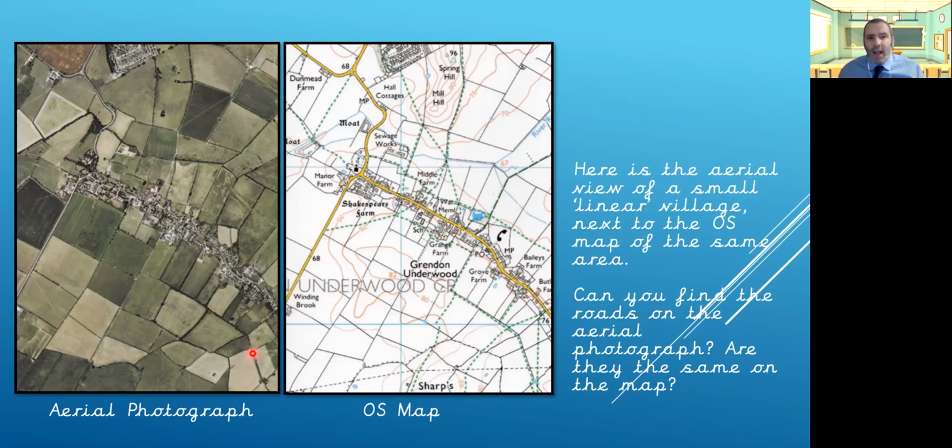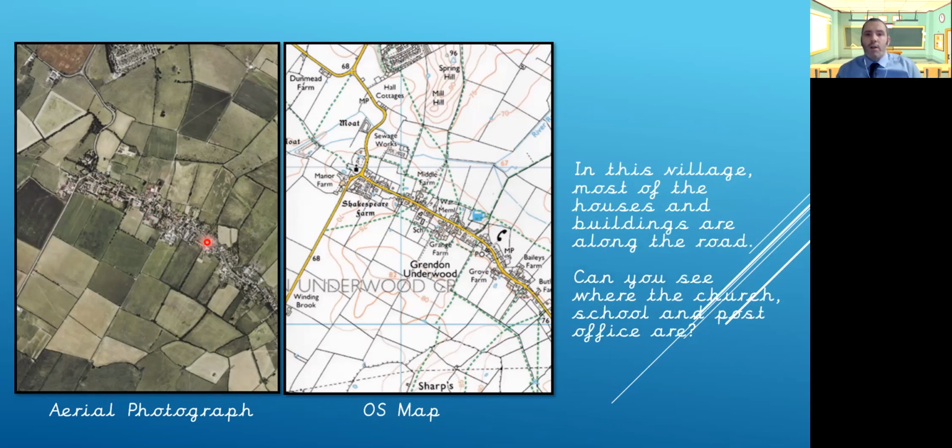Trying to find it here is a bit harder because it's difficult to work out where exactly that road is. Here is a bit more obvious, but where it goes through the houses, it's really difficult to work it out. So in this village, most of the houses and buildings are along the road. So as we said, it's a linear village.